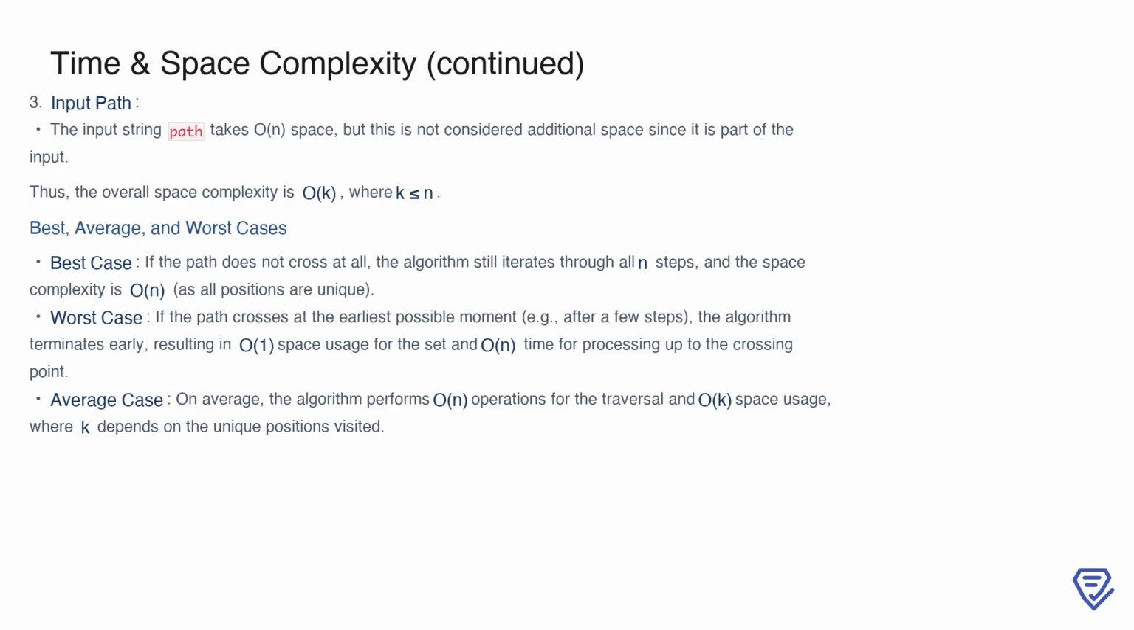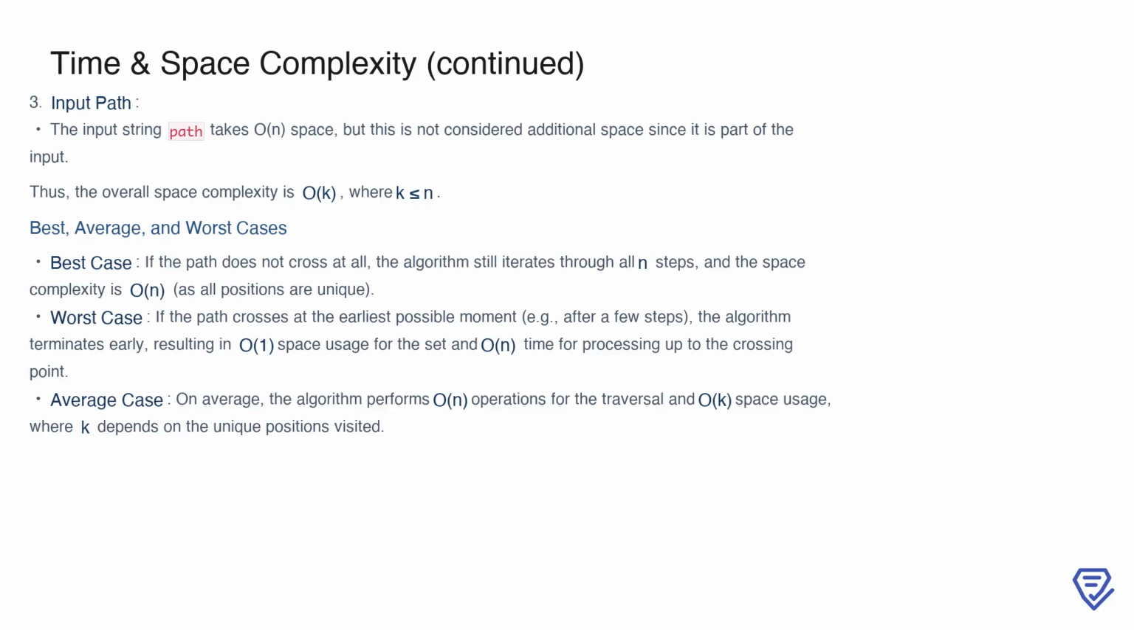Now let's consider different cases. In the best case, where the path does not cross at all, the algorithm still iterates through the entire path, resulting in O(n) time and O(n) space for storing the unique positions. In the worst case, if the path crosses early, the algorithm terminates after processing only a few steps, leading to minimal space usage, O(1), while still taking O(n) time up to the point of crossing.